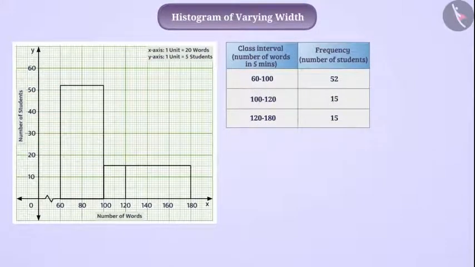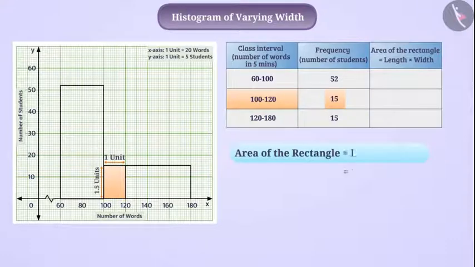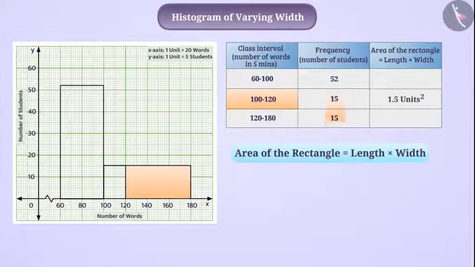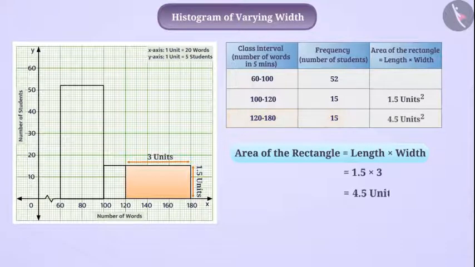Here we see that the rectangle representing the frequency 15 of the class interval 100 to 120 is 1.5 units in length and 1 unit in width. Thus, the area of this rectangle, length multiplied by width, is equal to 1.5 square units. Similarly, the rectangle denoting the frequency 15 of the class interval 120 to 180 is 1.5 units in length and 3 units in width. Thus, the area of this rectangle is equal to 4.5 square units.